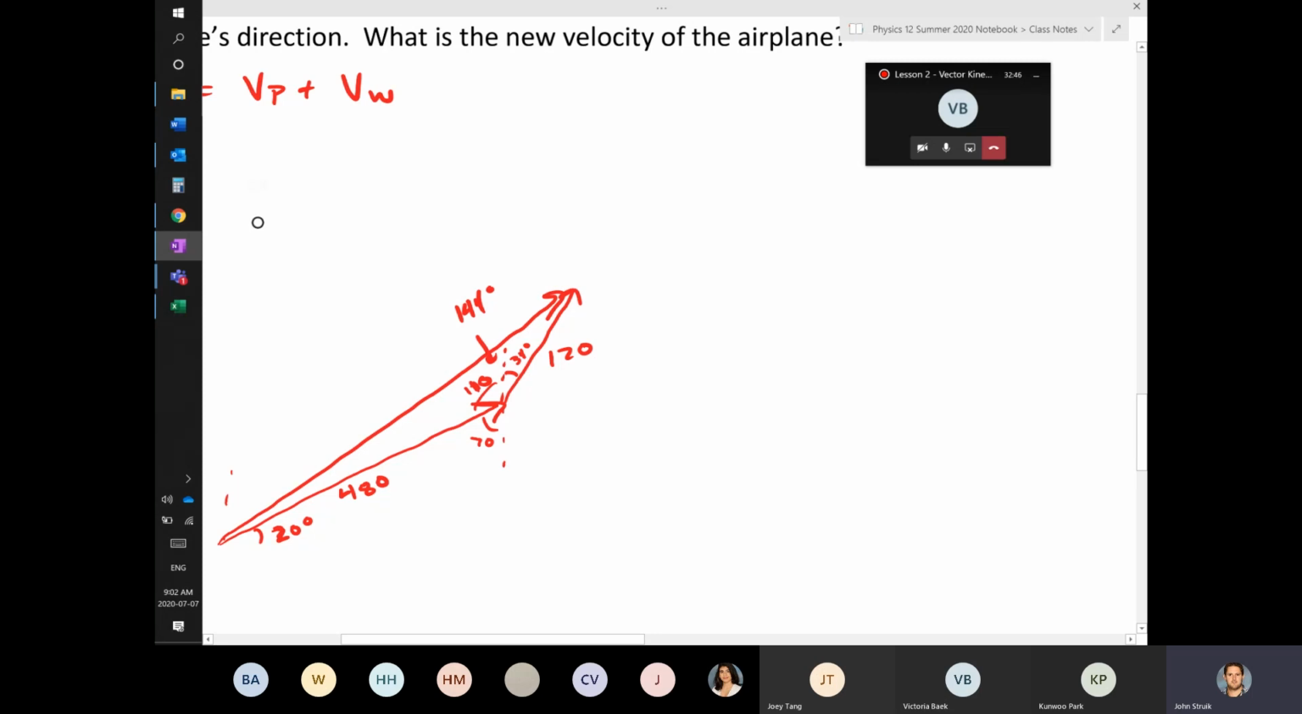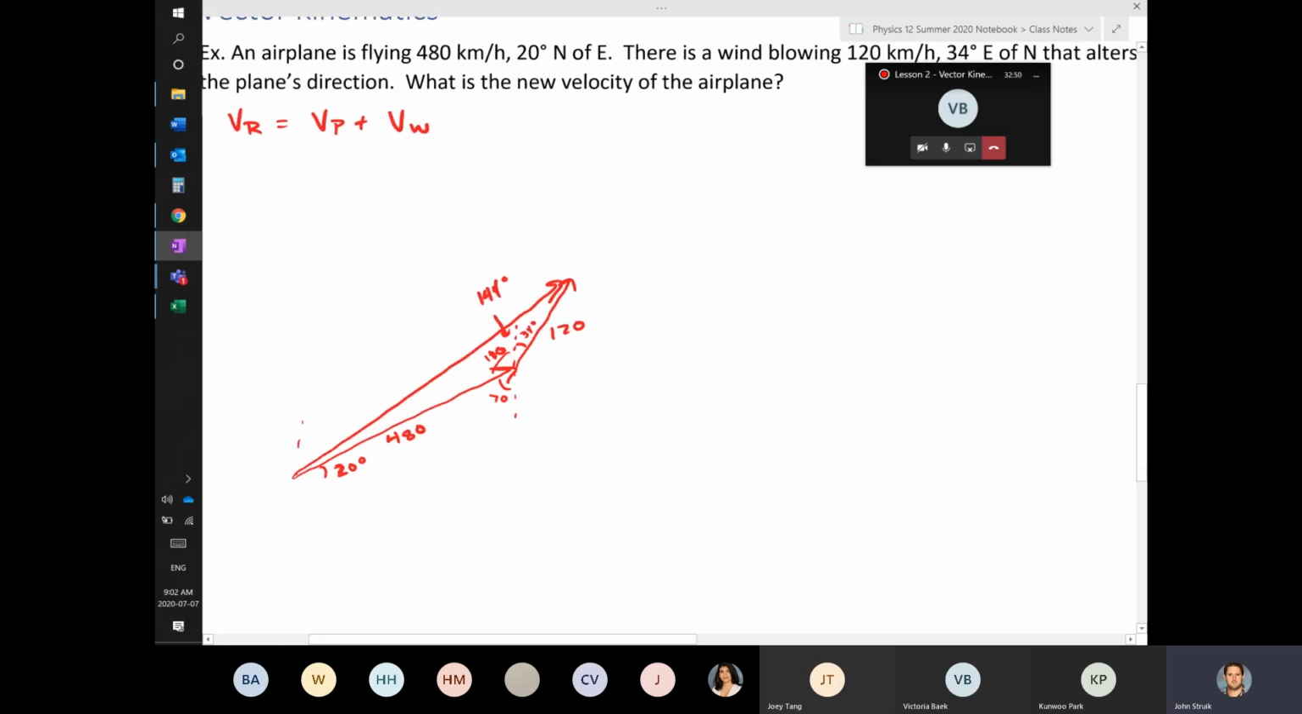Does that make sense? Everyone understand how I got that? So what I'm doing is I'm imagining this vector as a closed triangle. So if this is 20 degrees right here, this is 90, which means this has to be 70. This line right here is straight. So that means it has to be 180 the total way around. So if that's 70, that has to be 110. 110 plus 34 is 144.